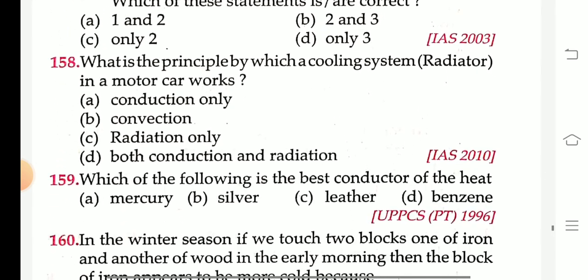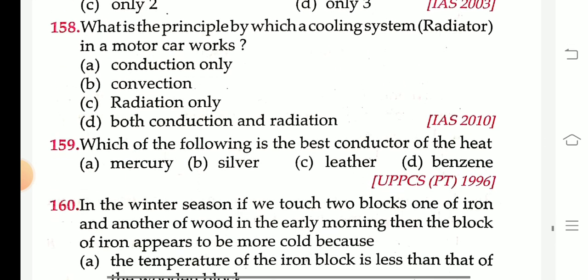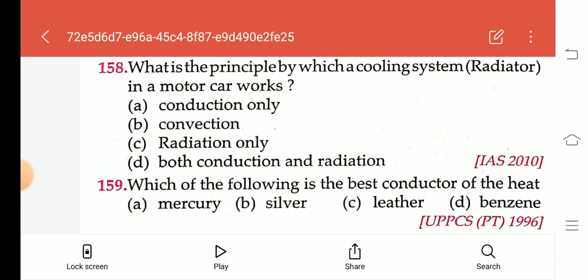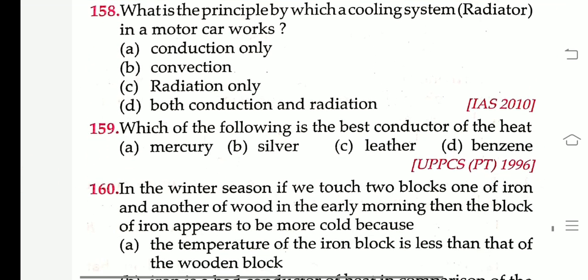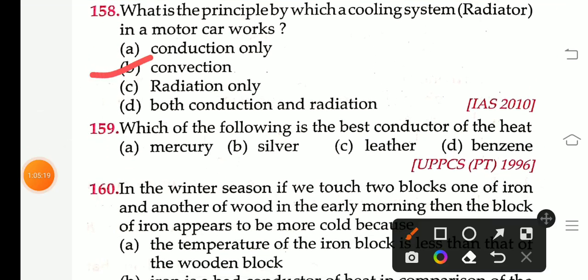Next, what is the principle by which the cooling system radiator in a motor car works? Right answer will be option B. Convection. Next, which of the following is the best conductor of heat? Right answer will be option B. Silver.